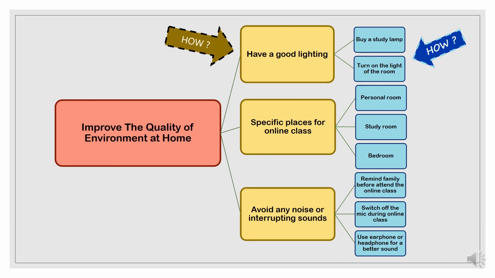Second, we move to the second one, which is specific places for online class. Basically we put three examples of rooms or specific places for online class, which is personal room, which has their own privacy. Second, study room. Third, bedroom. Okay, so we move to the last one, which is avoid any noise or interrupting sounds.